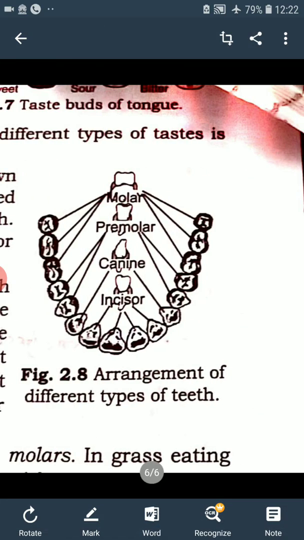Next is the important part, that is of our mouth. Are you able to see by this picture? There is an arrangement of different types of teeth in our mouth. There are different types of teeth.